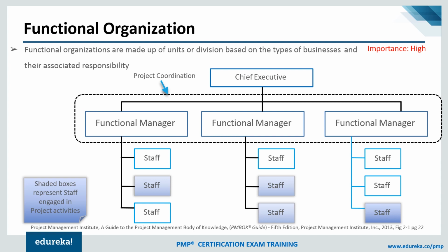So the first one, as I told you, is a functional organization. Functional organizations are made up of units or divisions based on the types of business and their associated responsibilities. Simple example for this: your organization may have different departments. Let's say marketing department, manufacturing department, engineering department, and administration department. So the entire organization is divided into different verticals. You may call it a vertical, a department, or a function. And there is a functional manager to head each of these functions or verticals.